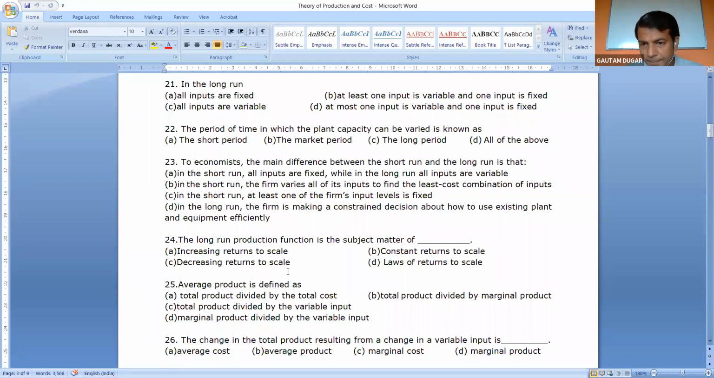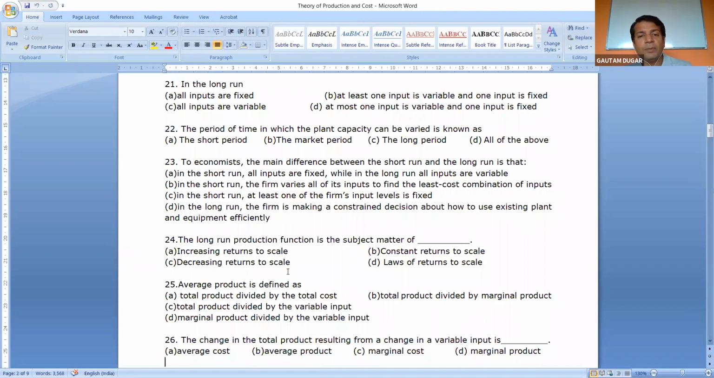Anyone? 23, A is not possible, as all inputs are fixed. That's wrong. Option B is also wrong because the firm varies all of its inputs. In the short run, at least one of the firm's input level is fixed. Input level is nothing but factors of production. So 23C is the correct answer.